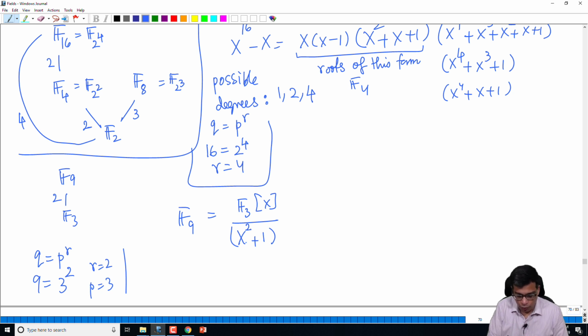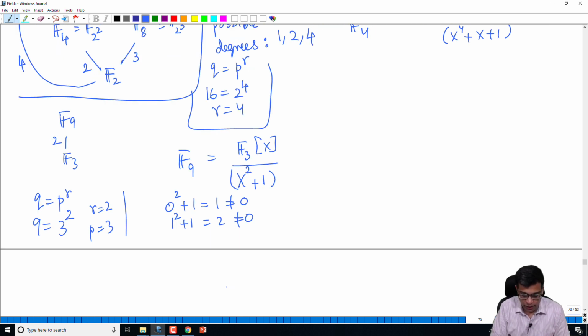So what are the roots? Possible roots: 0 squared plus 1 is 1, which is not 0. 1 squared plus 1 is 2, which is non-zero. And if you do 2 squared, 2 is minus 1 actually. So 2 squared plus 1 is 4 plus 1, which is 5, which is 2, which is non-zero.